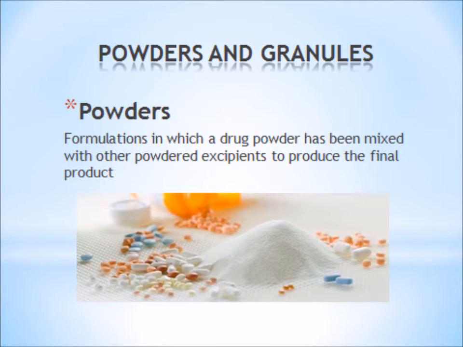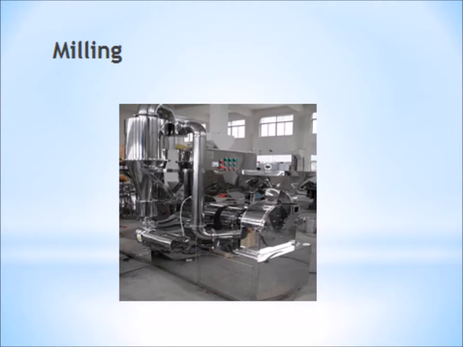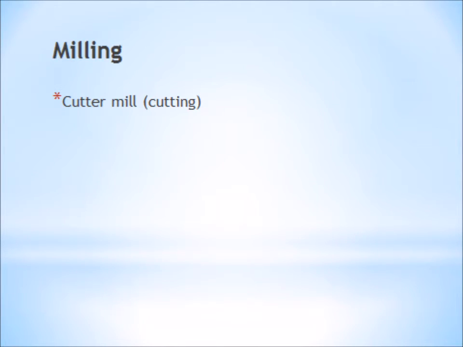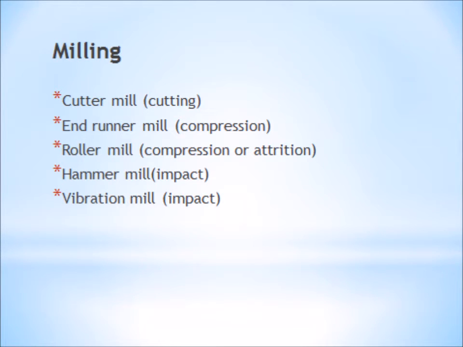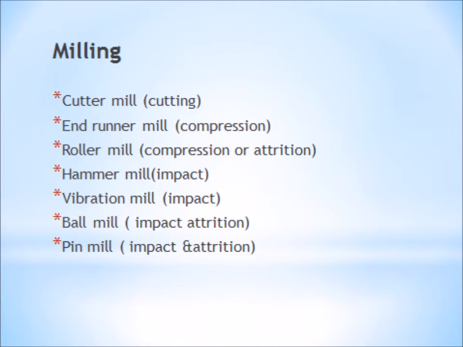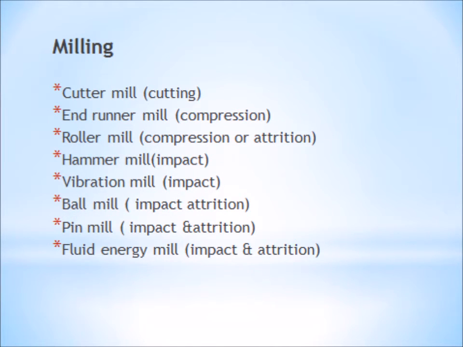Powders are formulations in which a drug powder has been mixed with other powdered excipients to produce the final product. Milling. Examples of milling machines are cutter mill for cutting, end runner mill for compression, roller mill for compression or attrition, hammer mill for impact, vibration mill for impact, ball mill for impact and attrition, as well as spin mill and fluid energy mill.